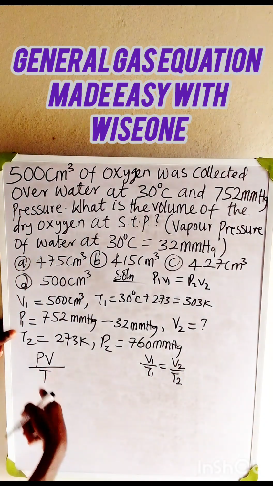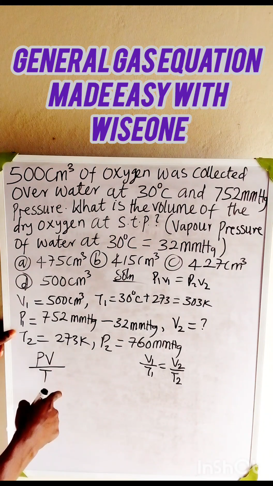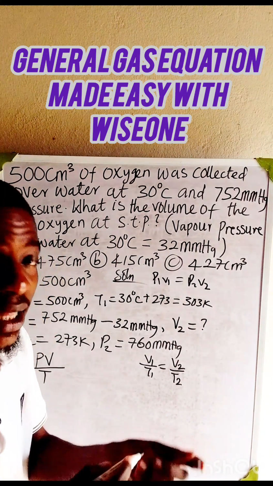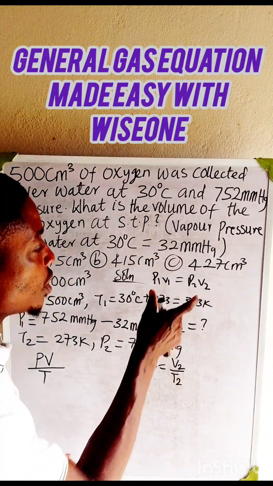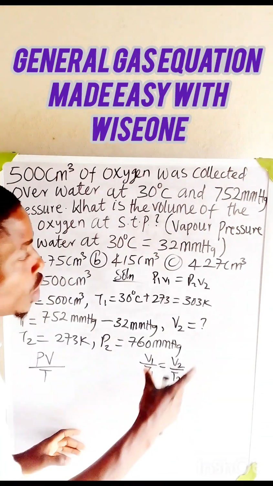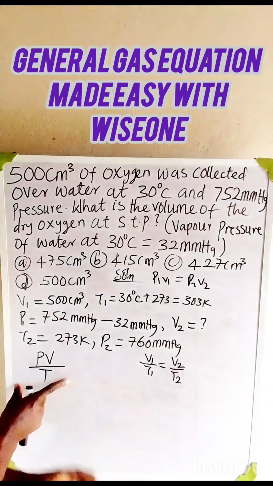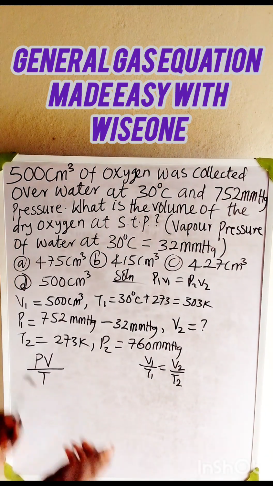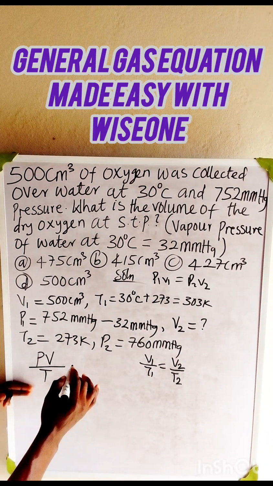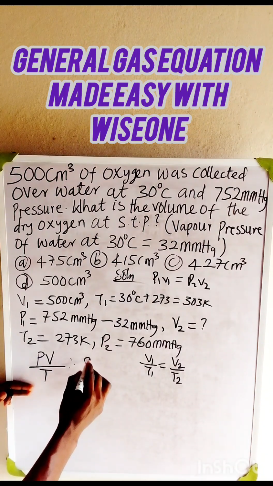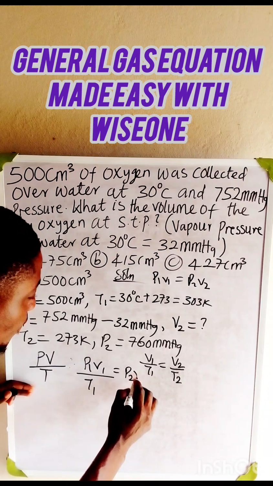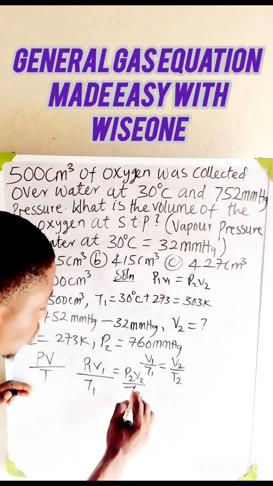Now, we want to rewrite our general gas equation the same way we wrote Boyle's law and Charles' law. I don't want this video to be lengthy, so I won't show how Boyle's law and Charles' law combine together, but this is our Boyle's law, this is our Charles' law, and the combination of these two laws gives us our general gas equation. So let us rewrite this formula the same way we wrote Boyle's law and Charles' law. Therefore, P1 V1 all over T1 is equal to P2 V2 all over T2.